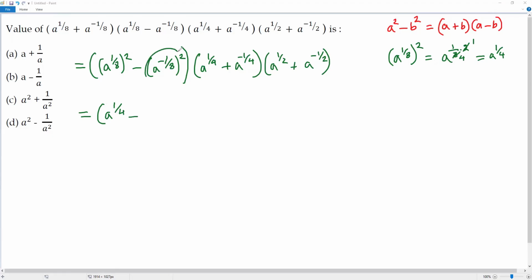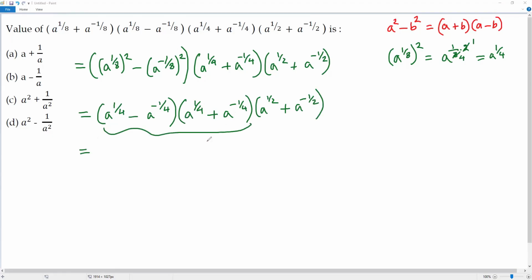When I do the same simplification for this one, I'll be getting a to the power of negative 1/4, because when I multiply these two exponents, I'm getting negative 1/4. We can write these two binomials as it is. Then we have a to the power of 1 over 4 positive a to the power of negative 1/4 times a to the power of 1/2 positive a to the power of negative 1/2. Okay, now let's consider the product of these two binomials.